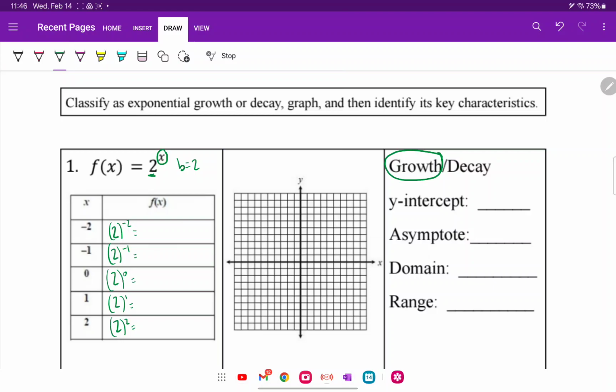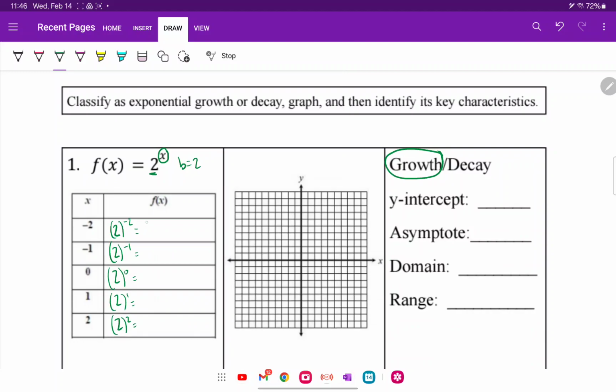All right. So pretty much what I would do at this point is I would just grab my calculator and type it in. I like to use parentheses: parentheses 2, close parentheses, raised to the -2 power. And then it gives me 1/4 when I type it in. The next one will give you 1/2. 2 to the 0 is 1. 2 to the first is 2. And 2 squared is 4. So again, I just typed that in the calculator to get those values.